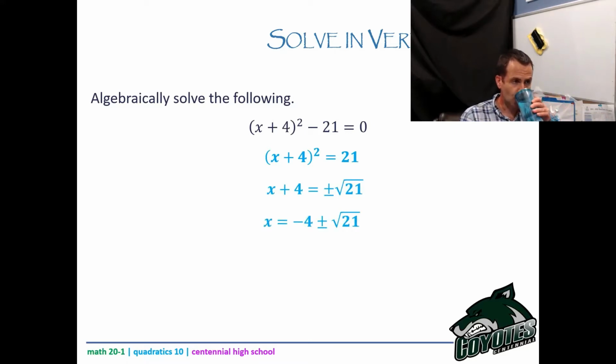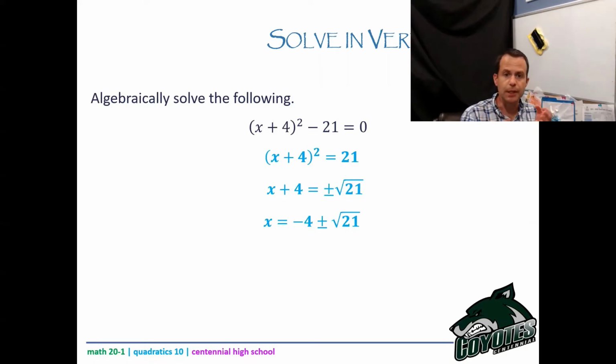Now, I want to make sure you understand what's going down here. If I was to take my graphing calculator and graph this, because it equals 0, I'd be looking for the x-intercepts, right? If I was to calculate those x-intercepts, I would get 2 solutions, but my graphing calculator would give me decimal approximations. This, negative 4 plus root 21 and negative 4 minus root 21, that is the exact value of those decimal approximations, okay?